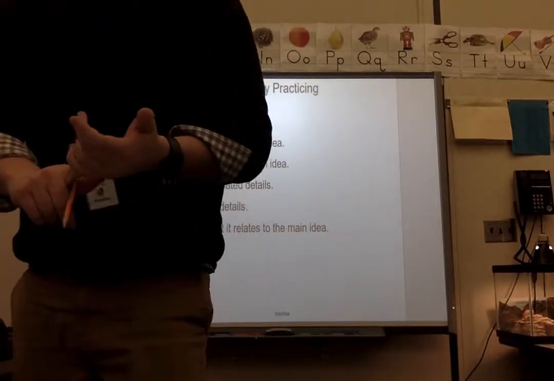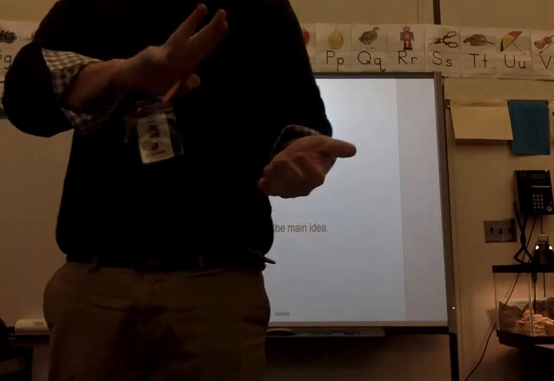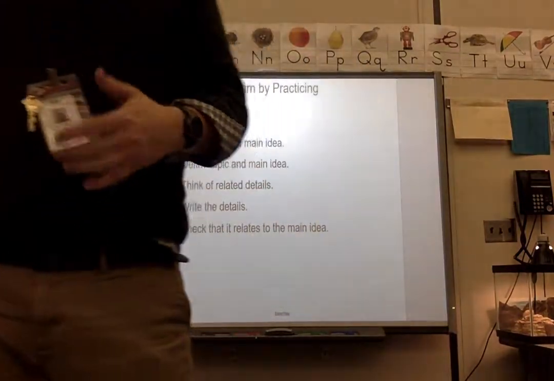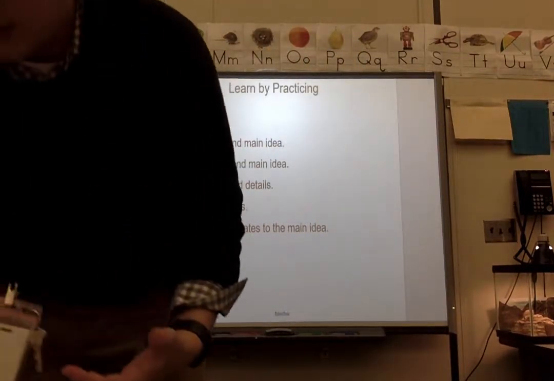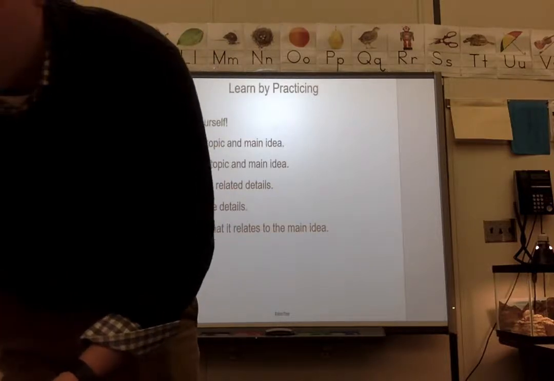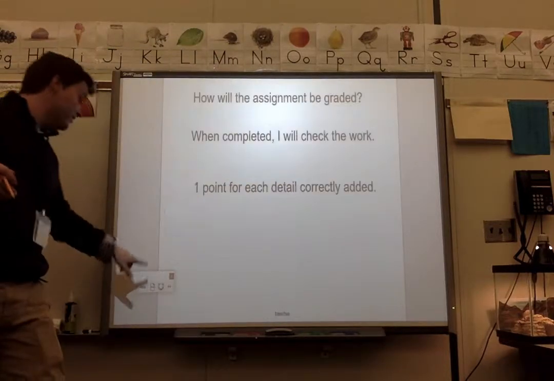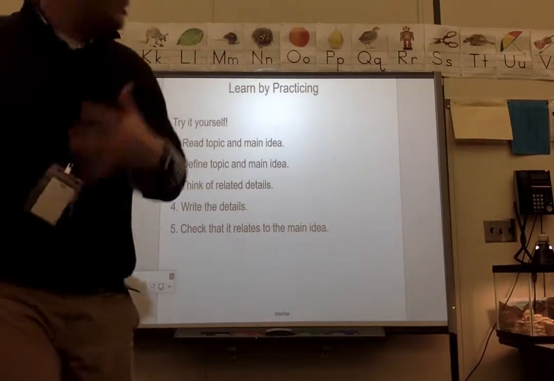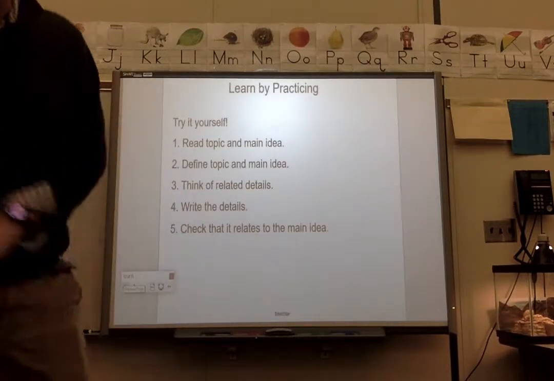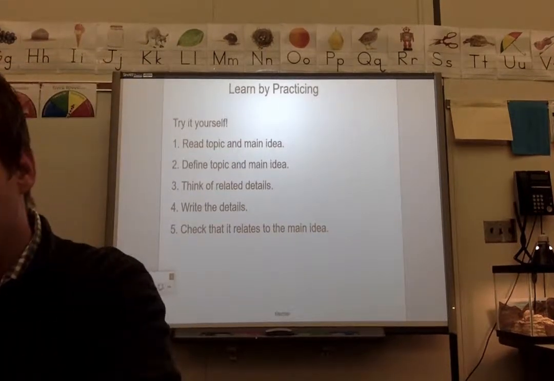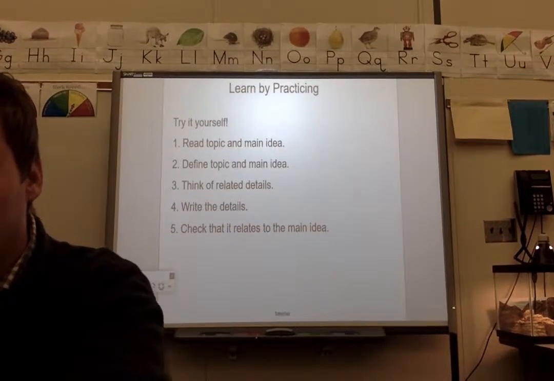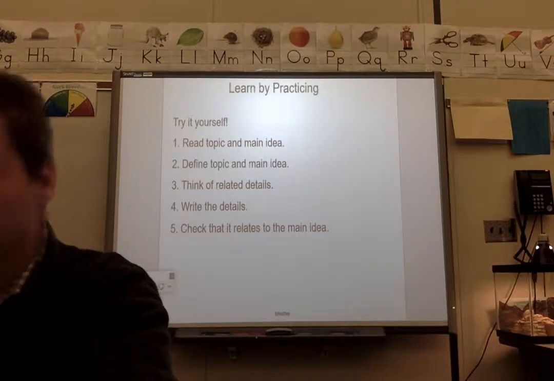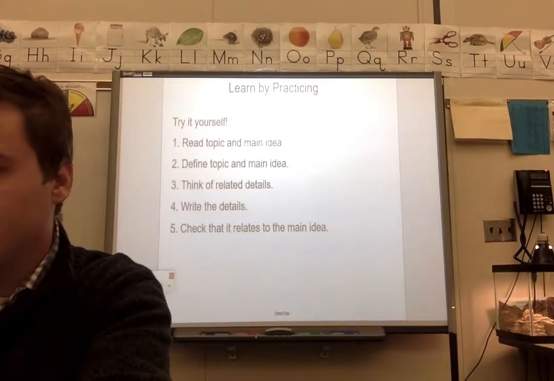Then we're going to define it. Then we're going to think of the details. Then we're going to write the details. Okay? I want you to check to make sure that they make sense. When I finish, we're going to get 1 point for each detail that you get correct that makes sense following this guideline. And before you start, you have your name on top, then you're good to go. That's how you do it.